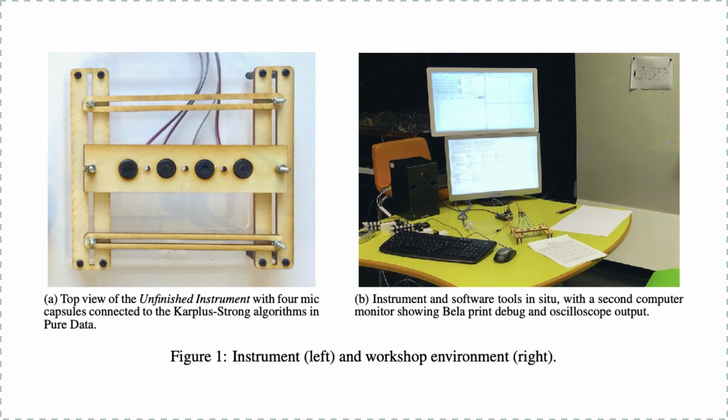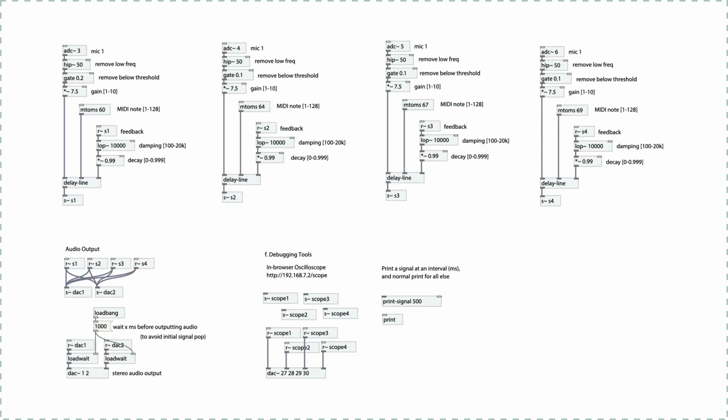The groups worked with a kit called the Unfinished Instrument, which was a laser-cut wooden structure that held 4 capsule microphones, which were themselves connected to 4 Karplus-Strong string synthesis algorithms in Pure Data. The instrument ran in real time on a Bela device, and the groups had shared access to Pure Data as well as the Bela debugging tools, including a browser-based oscilloscope.